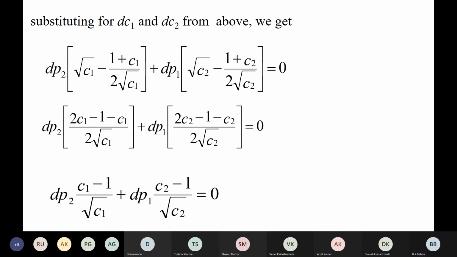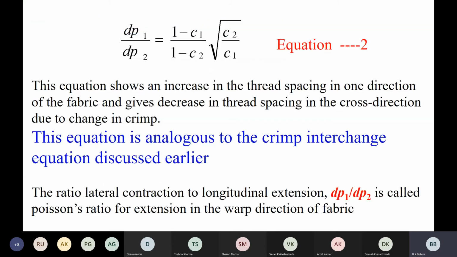Which will give us the equation in the form of this: dP1 over dP2 is equal to (1 minus C1) over (1 minus C2) into square root of C2 over C1. This equation shows that an increase in the thread spacing in one direction of the fabric gives a decrease in the thread spacing in the cross direction due to change in crimp, which you can realize yourself.